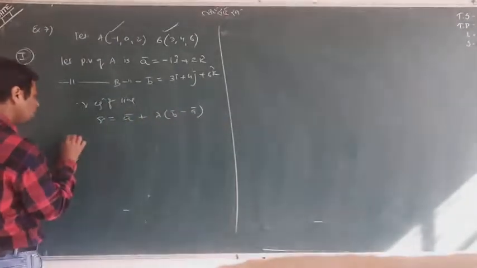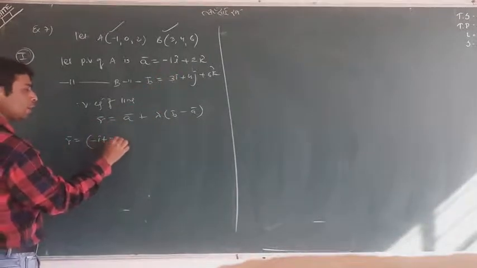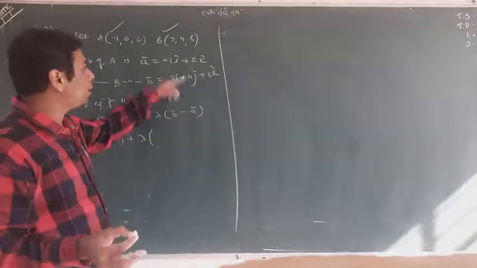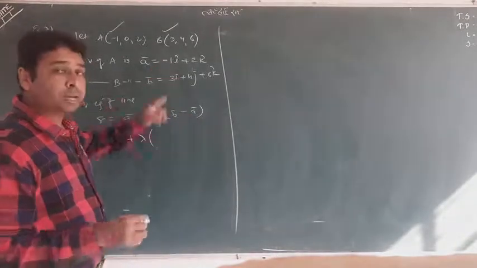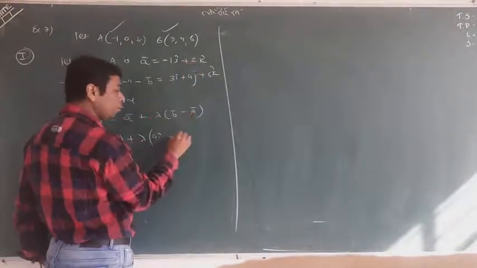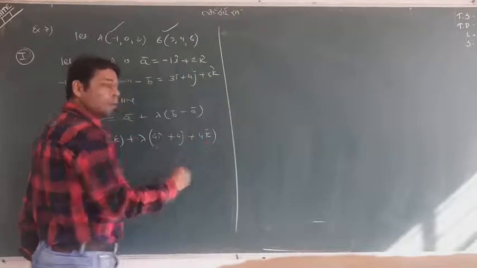What are the values? r = -i + 2k + lambda (b - a). You do b minus a directly: 3i minus (-i) is 4i, 4j, nothing here, and 6 minus 2 is 4k. This is the answer.